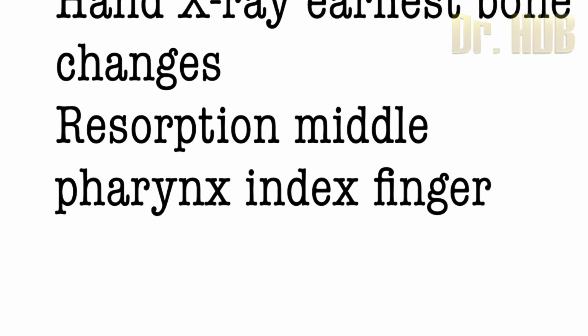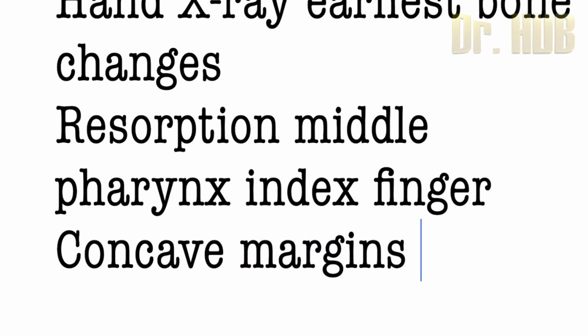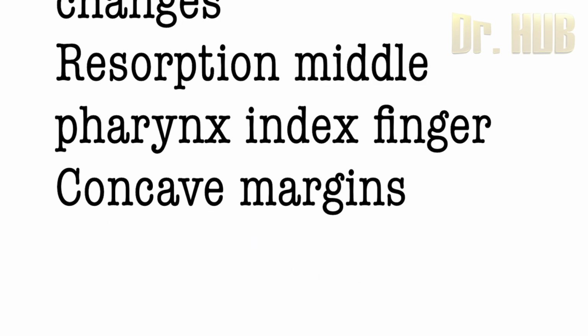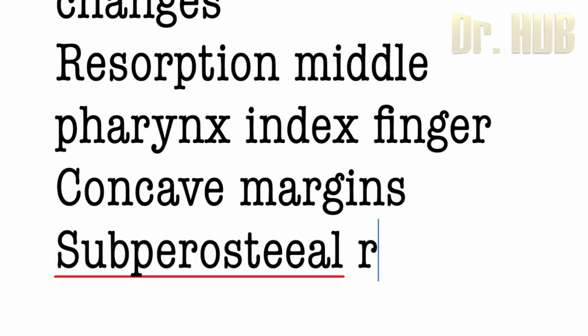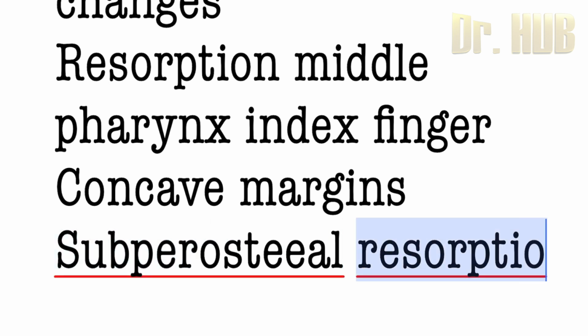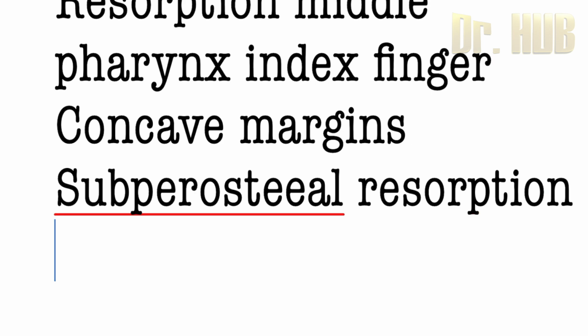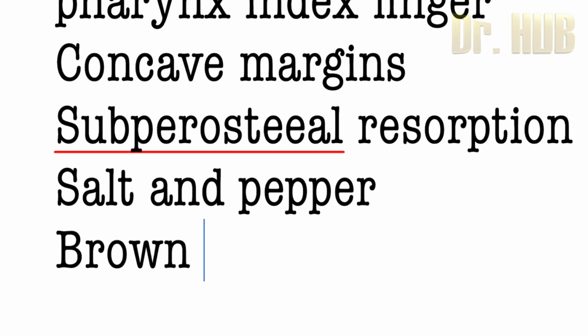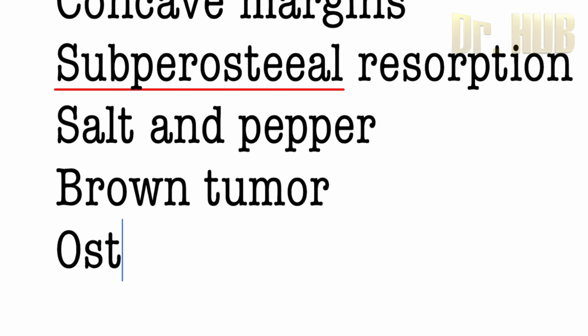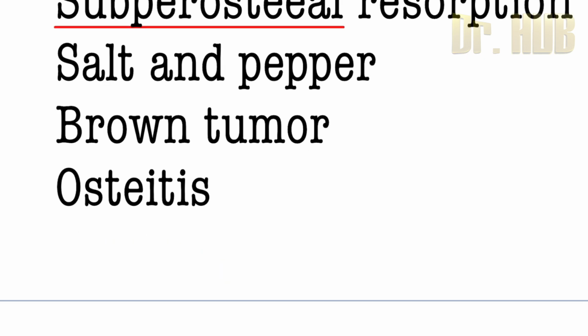Then come the concave margins. The concave margins of the bone are due to the subperiosteal resorption. There is a salt-and-pepper appearance of the skull. There is a brown tumor, also known as osteitis fibrosa cystica.